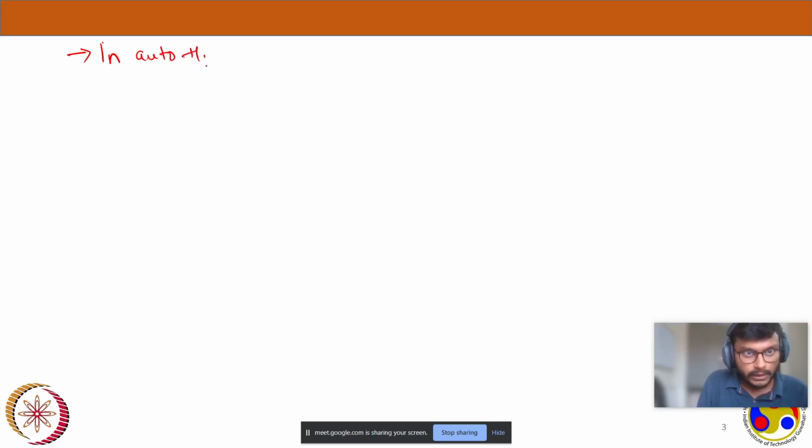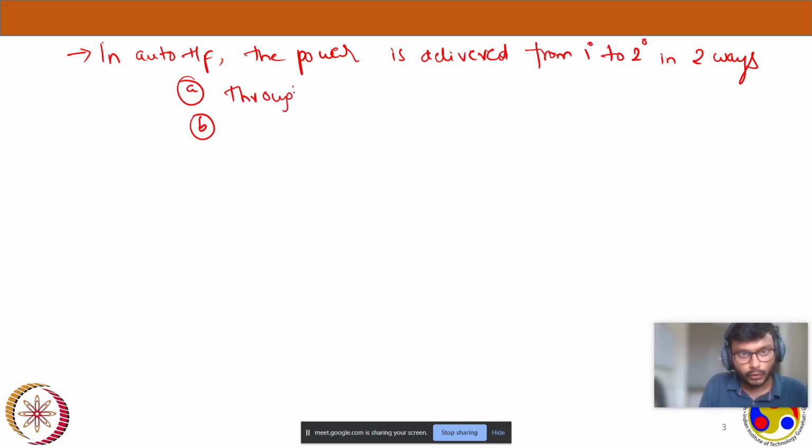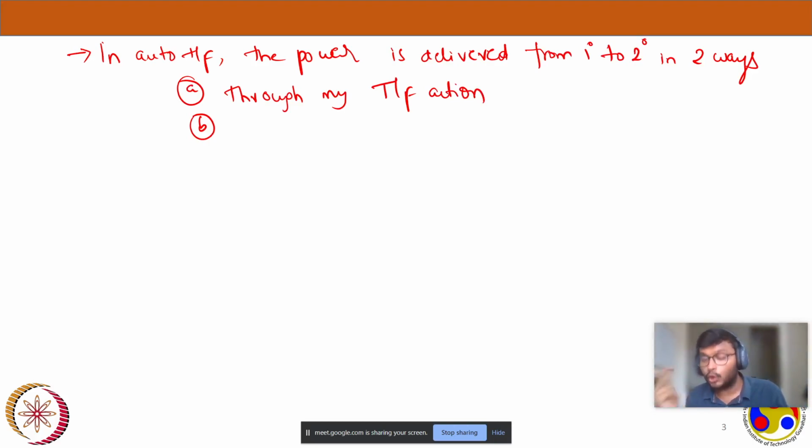Now the very important thing we have to notice is that in an auto transformer, the power is delivered from primary to secondary in two ways. That's very important. We are delivering my power from primary to secondary in two different ways. Can anyone tell me those two? The first one is easy. That is through my transformer action.